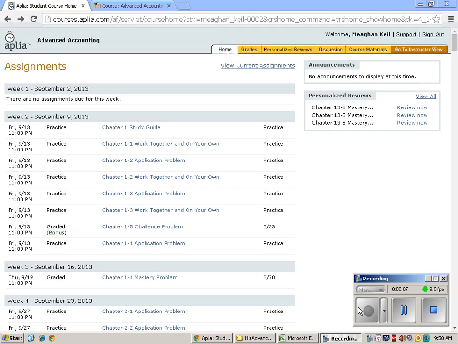This is how we're going to run most of the class. We'll do the working togethers on the smartboard, and you can watch it, and then you'll have to do the practice on your own. So first things first, this first chapter is really a review from last year's accounting. If you turn to page 11 in the book, we're going to do chapter 1.1, work together.